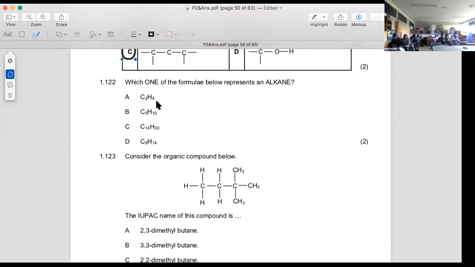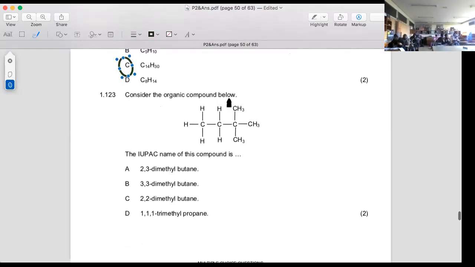C2H4, that's CnH2n. C5H10 is CnH2n. C14H30 is CnH2n plus 2. C8H14 is CnH2n minus 2. So is the answer A? Who says A? B? C? Yeah, great, C. And D would be 2 times 8 is 16, minus 2, so that would be an alkyne.